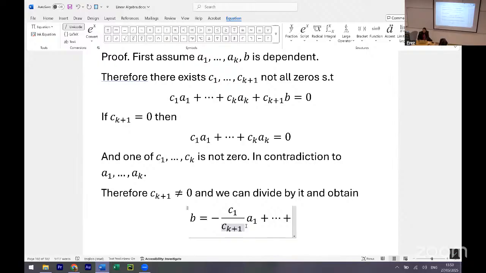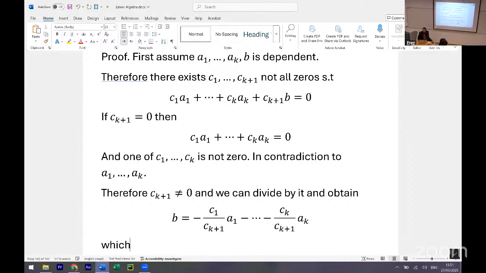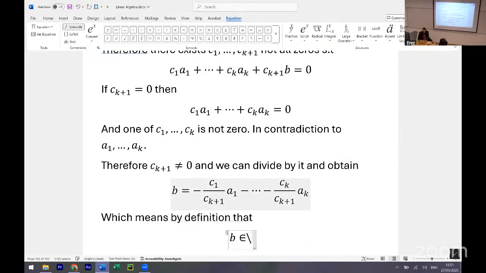It's not plus, it's minuses. Minus CK over C_{k+1} AK. Which means by definition that B is within the span of A1 to AK, because I created it using these vectors and some scalars.